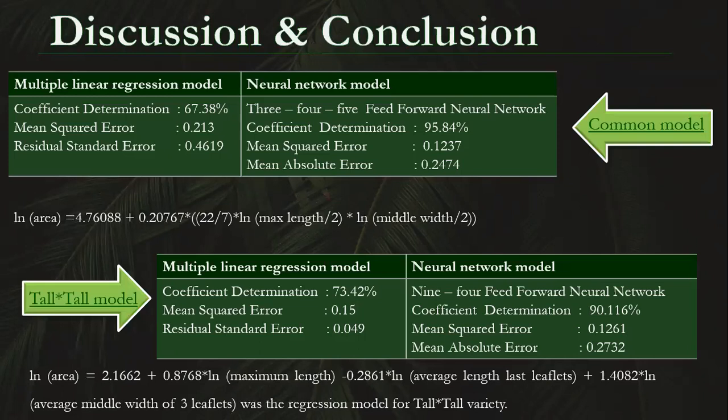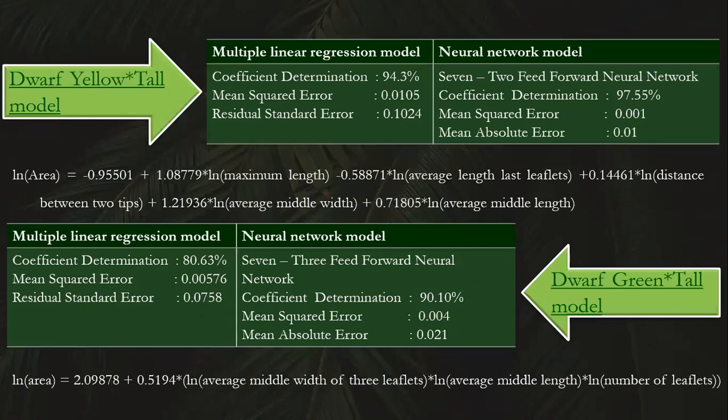In the discussion and conclusion, for the common model, we can see a high coefficient of determination is represented by neural networks. When we consider mean squared error, a lower error is in the neural network model. When we compare both regression and neural network models, we can say the neural network model has high accuracy with minimum error. So we can introduce those models to researchers and agricultural technicians for their studies.